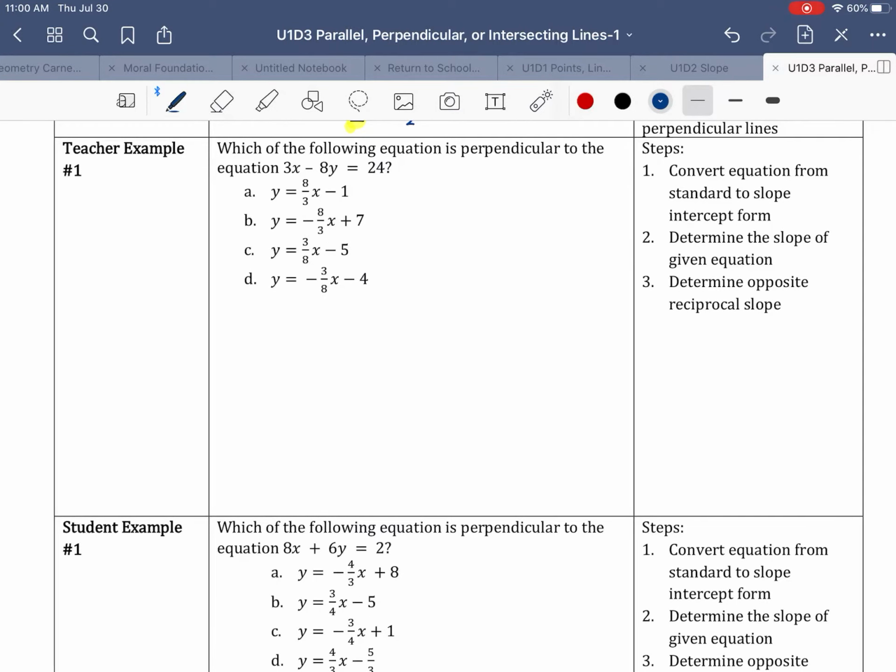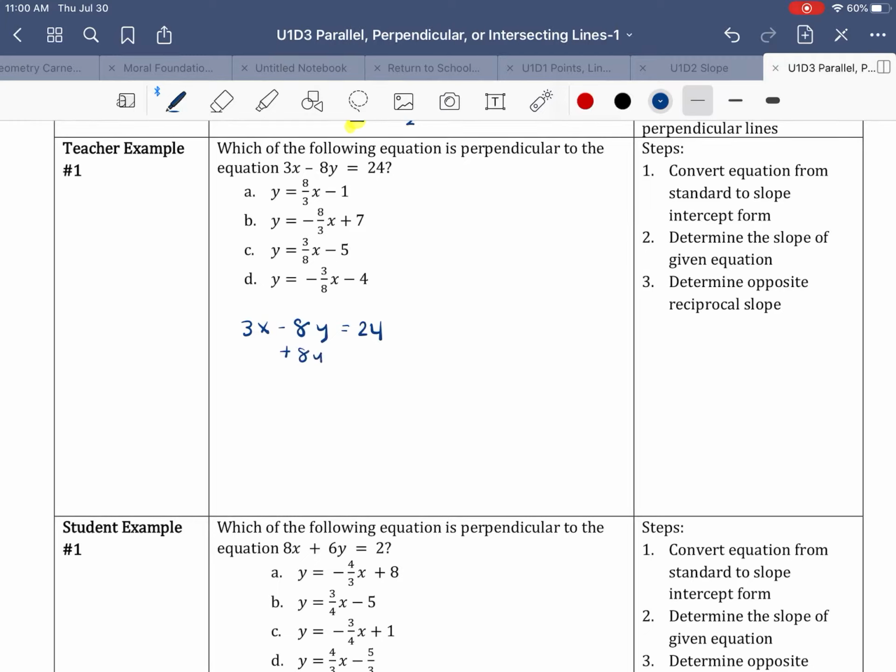Let's take a look at our first teacher example. It asks, which of the following equations is perpendicular to the equation 3x minus 8y equals 24? Now, in order to determine if something is perpendicular or parallel, we look at their slopes. We need to convert this from standard form that it's in right now into another form that has slope. The easiest form to convert it into is slope-intercept form. So we're going to take 3x minus 8y equals 24. Now here our y is negative, so I'm actually going to move that to the other side, so I end up with a positive y.